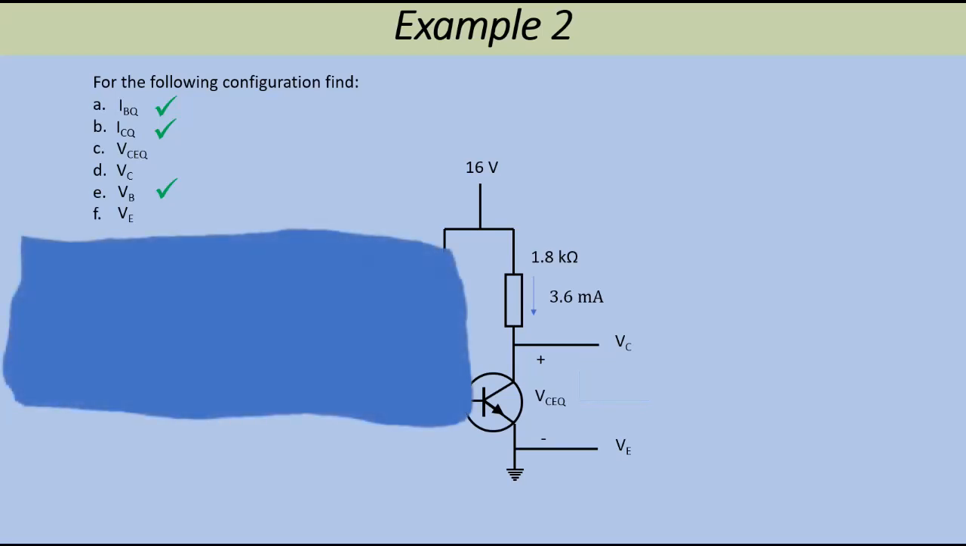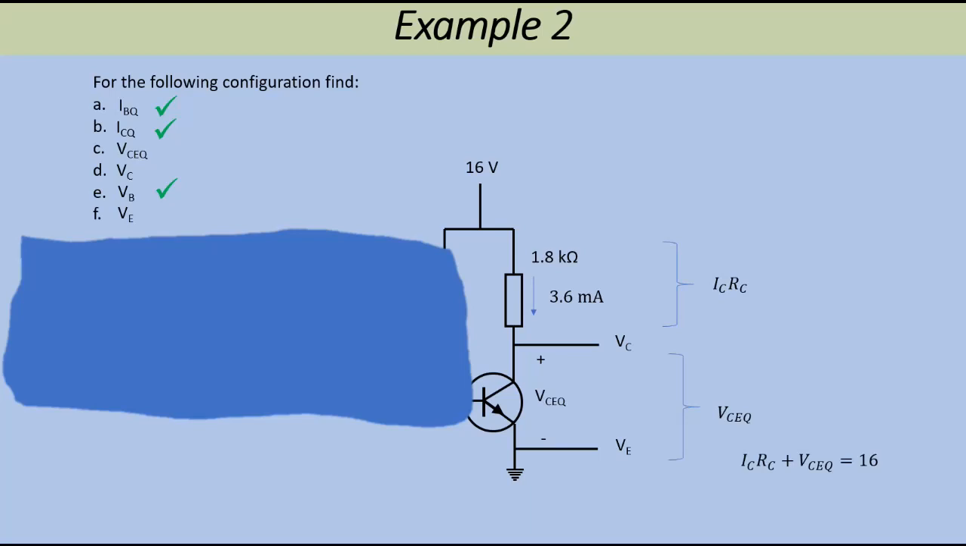So now I'm going to focus on the collector side of the circuit to work out what VCEQ is. Again, applying Kirchhoff's principle, IC times RC, the voltage dropped across the collector resistor, plus the voltage dropped between the collector and the emitter, has got to equal the supply voltage. So IC RC plus VCEQ is 16 in this case.